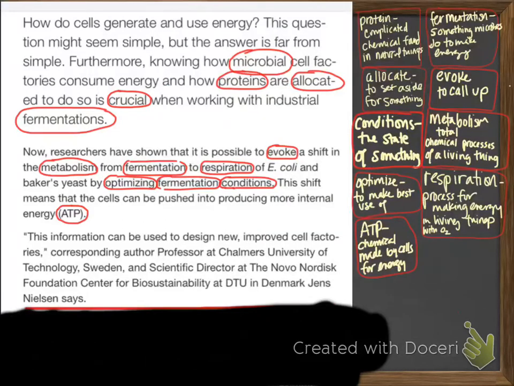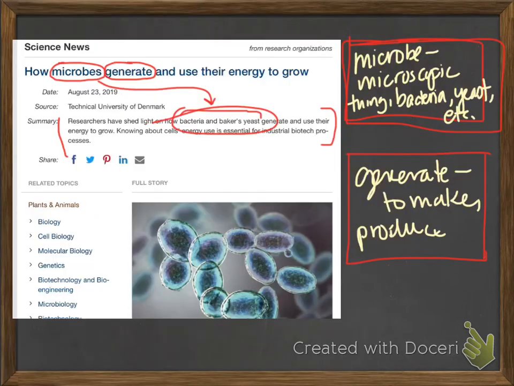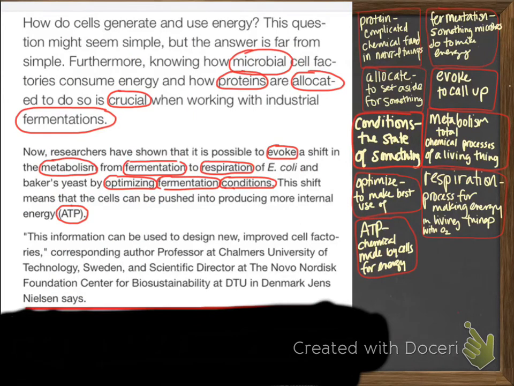All right, so I've gone through the rest of the chunk. I've circled some other vocabulary that I'm unclear of. I've got evoke, to call up or make happen. Metabolism, the total chemical processes of a living thing. Of course, I already looked up fermentation before, and I can reference back to that. Fermentation was something microbes do to make energy. Okay, and respiration. Now, respiration came up with a process for making energy in a living thing using oxygen.